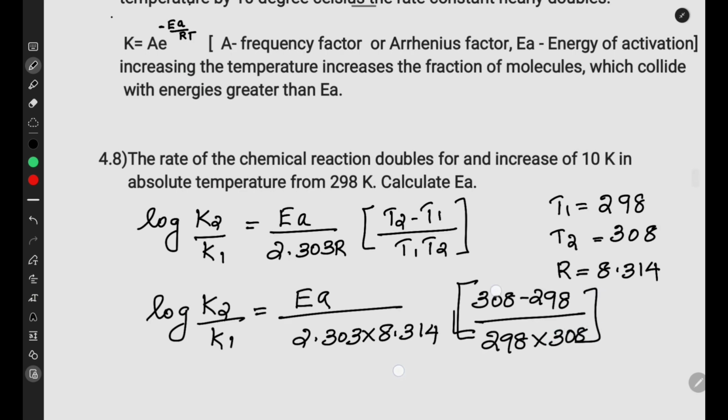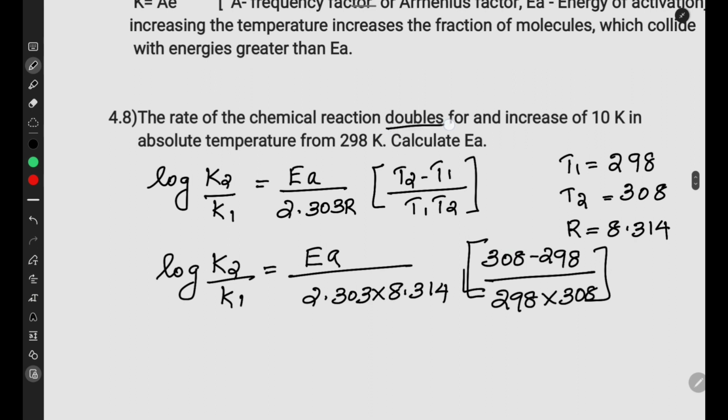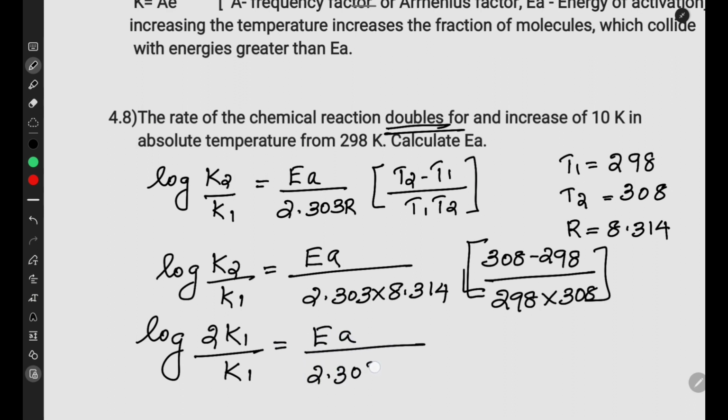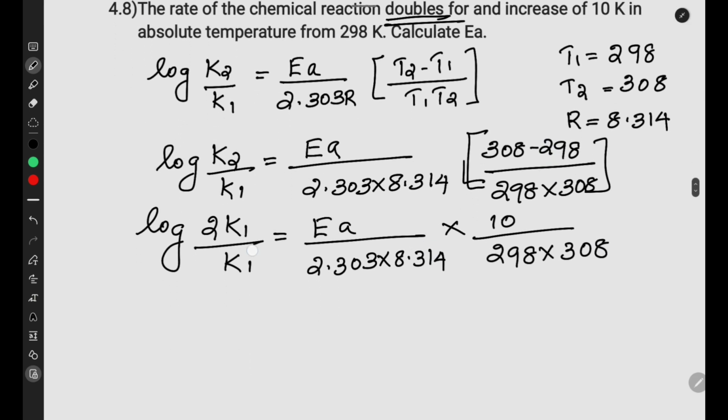Here it's given log K2 by K1, it is written it doubles. So K2 is 2 times of K1. So we can write log 2 K1 by K1 is equal to Ea by 2.303 into 8.314 into 10 divided by 298 into 308. Now we will get log 2 K1 by K1 means log 2, that is equal to 0.3010.